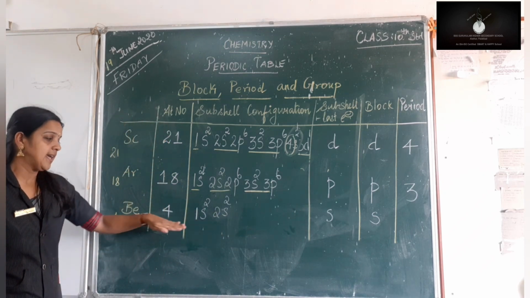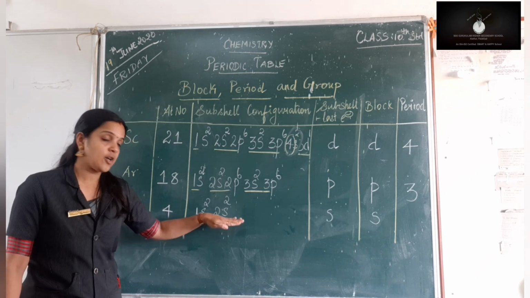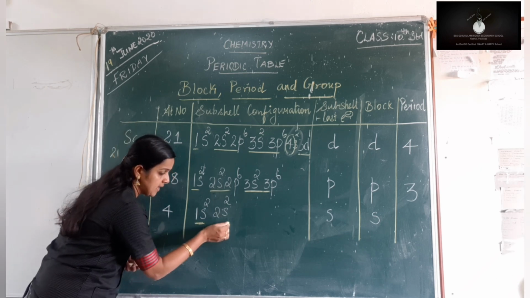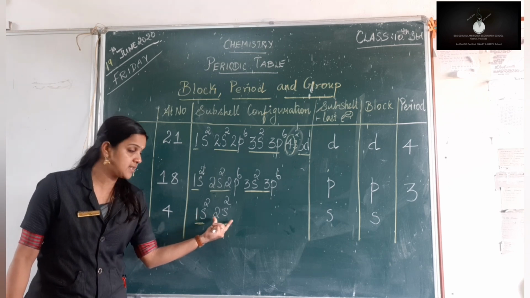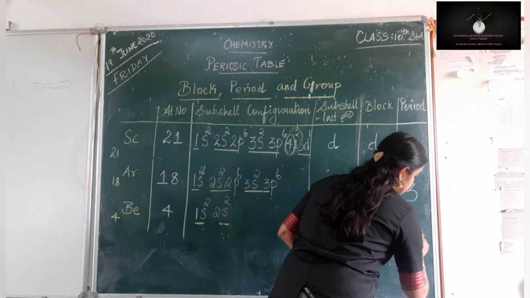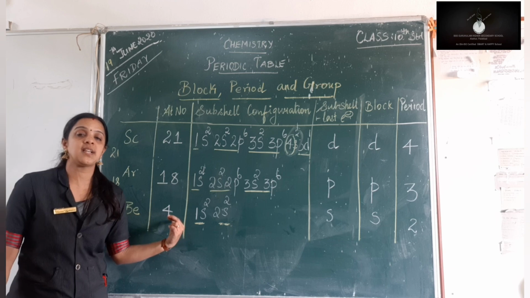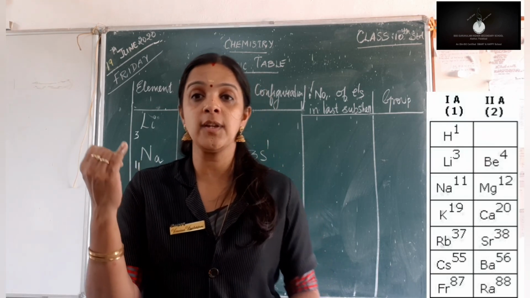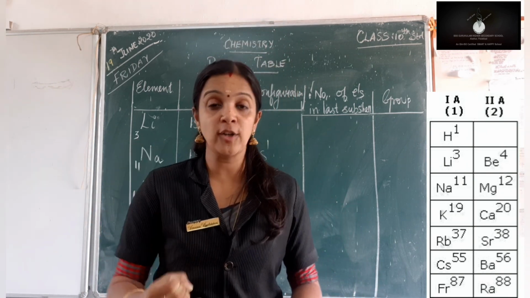Next, we are going to see beryllium. Beryllium has atomic number 4, which is 1s2, 2s2. When you consider the highest shell number, this is my first shell and this is my second shell. Since I have the second shell, 2s2, the highest period is 2, which says that beryllium belongs to the 2nd period. So we have learned to find the block of the element, and also the period of the element.